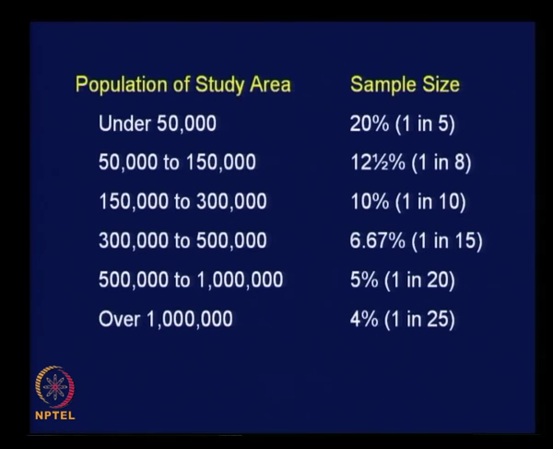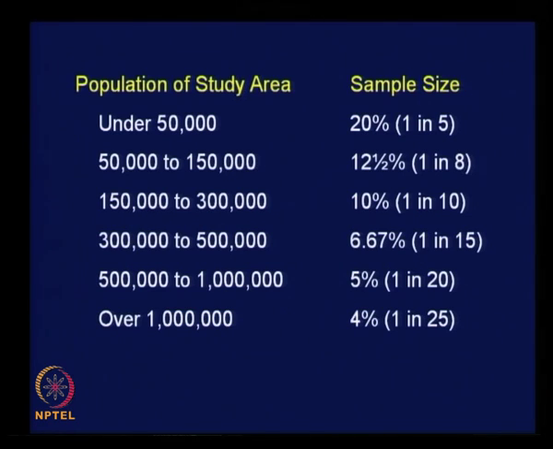If an urban area has population less than 50,000, sample size is 20%, right. One household out of every 5 households should be interviewed. If the population is between 50,000 and 150,000, then sample size is 12.5%, 1 in 8. 150,000 to 300,000, 10%, 1 in 10, and 300,000 to 500,000, 6.67%, 1 in 15, right, and 500,000 to 1 million, it is 5%, 1 in 20, and over 1 million, 4% or 1 in 25.